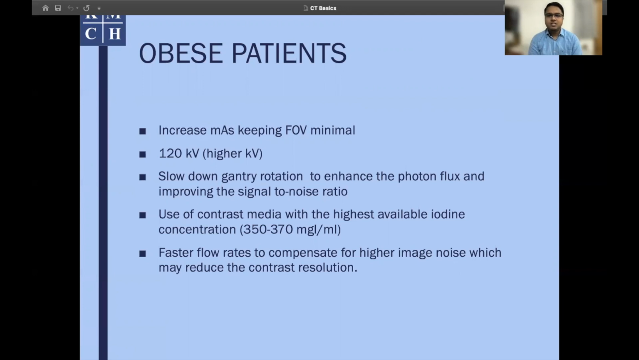Use a contrast media which has the highest available iodine concentration, like 350 to 370 milligrams of iodine per ml. And faster flow rates will also be used to compensate for the higher image noise in obese patients.